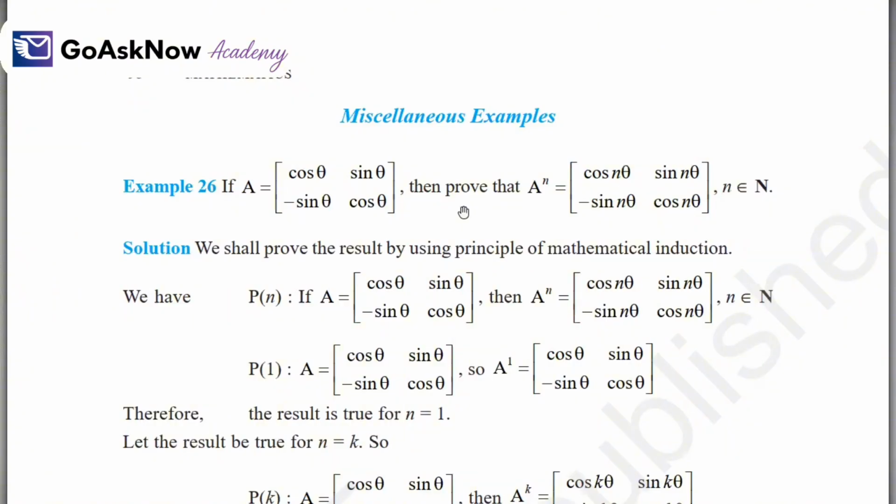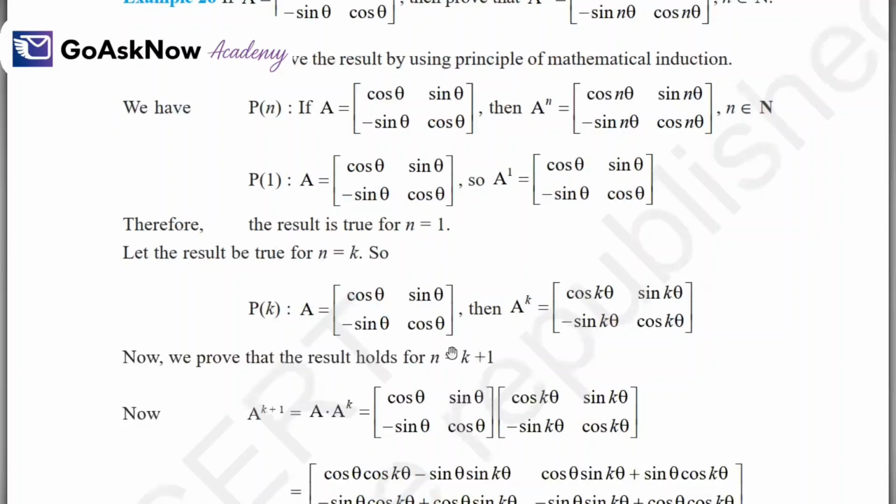So if A is equal to cos theta, sin theta, minus sin theta, cos theta, then A to the power n is equal to cos n theta, sin n theta, minus sin n theta, cos n theta, for n belonging to natural numbers. So P1, that is for n equal to 1, A will be equal to cos theta, sin theta, minus sin theta, cos theta. Therefore, the result is true for n equal to 1, because the result is coming out to be the same.